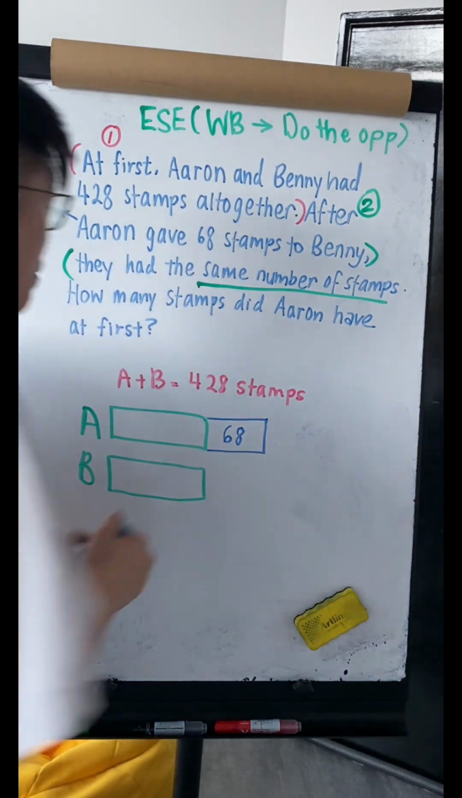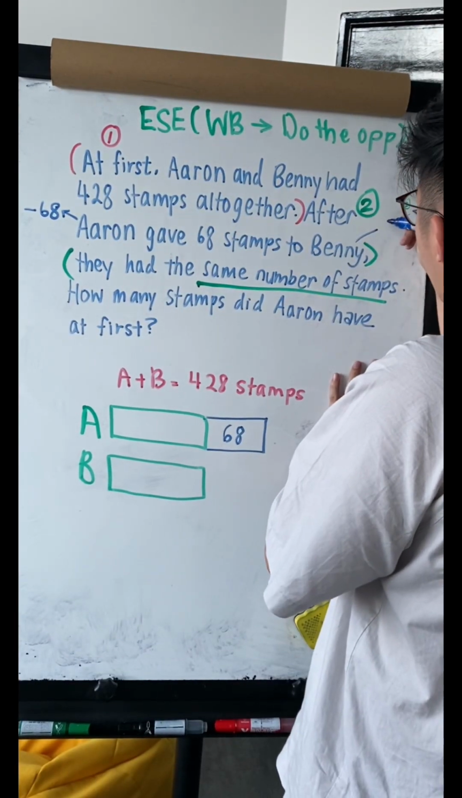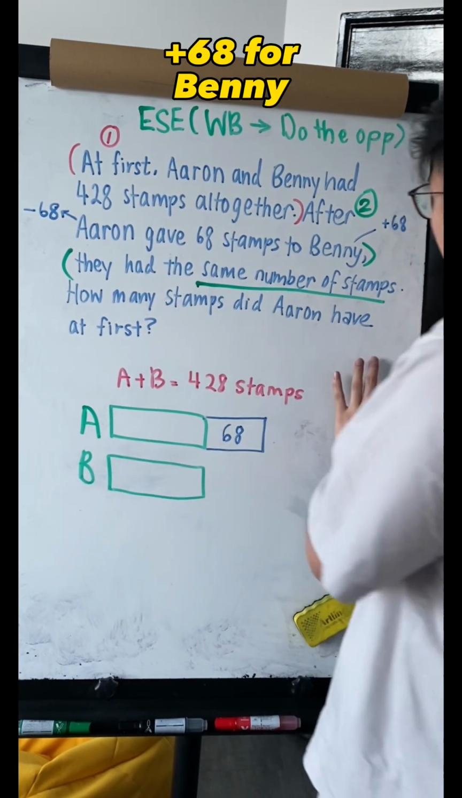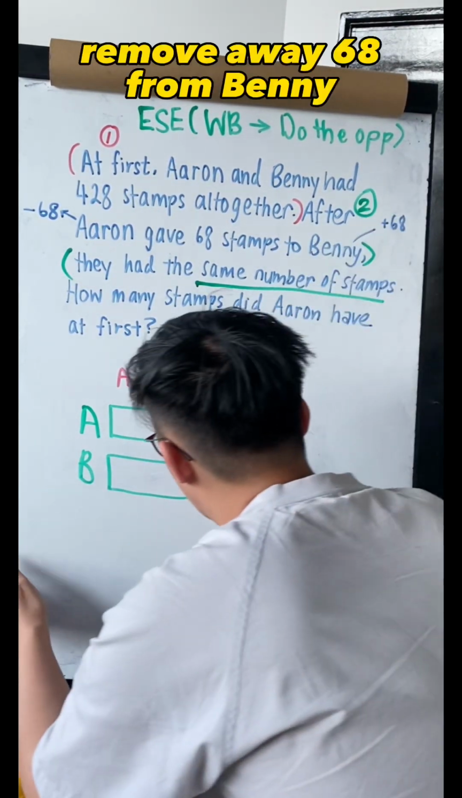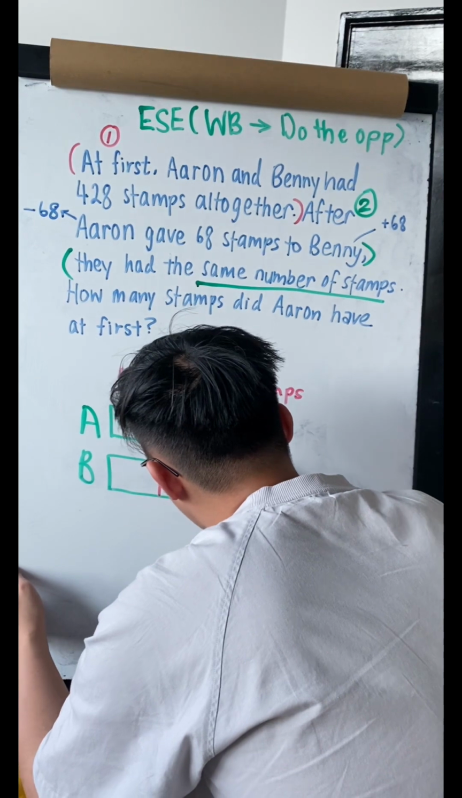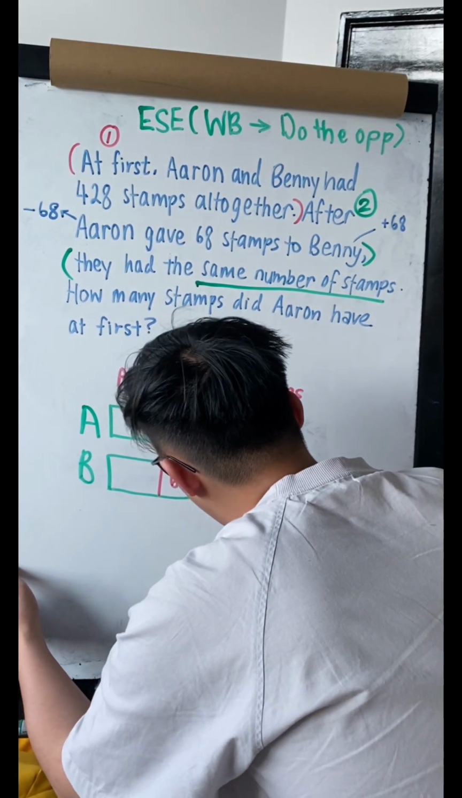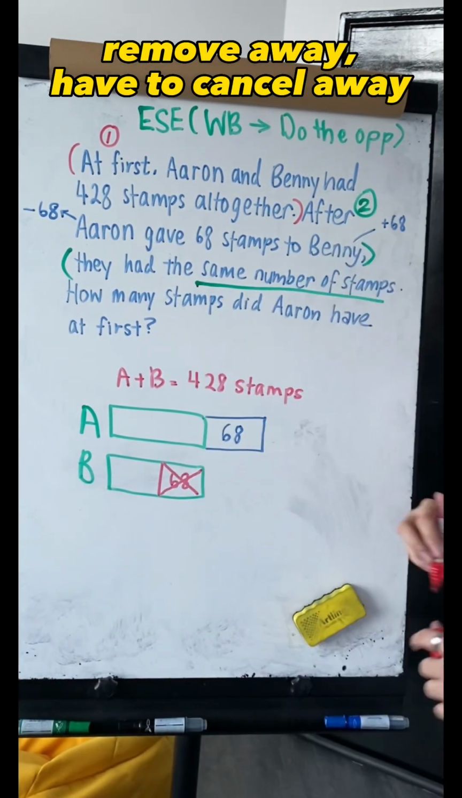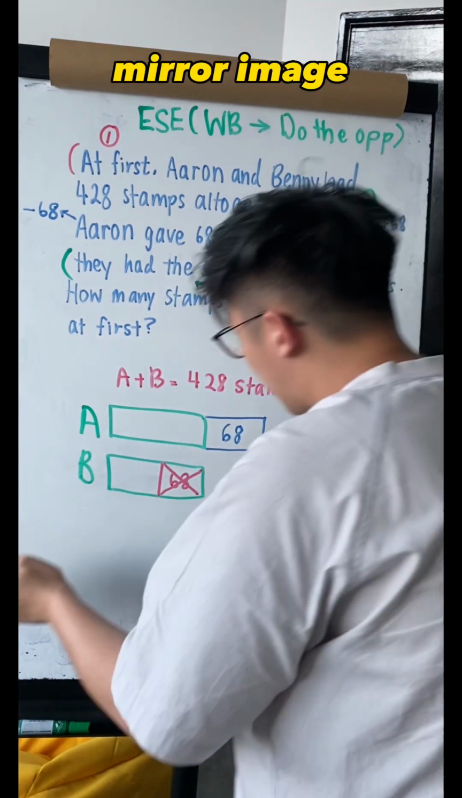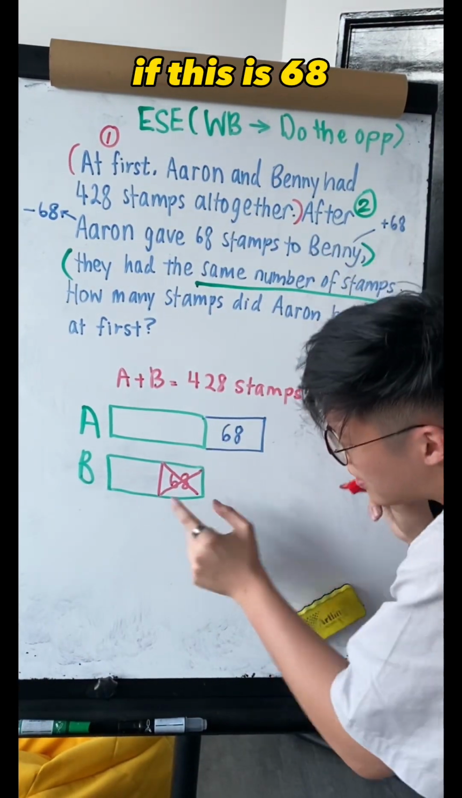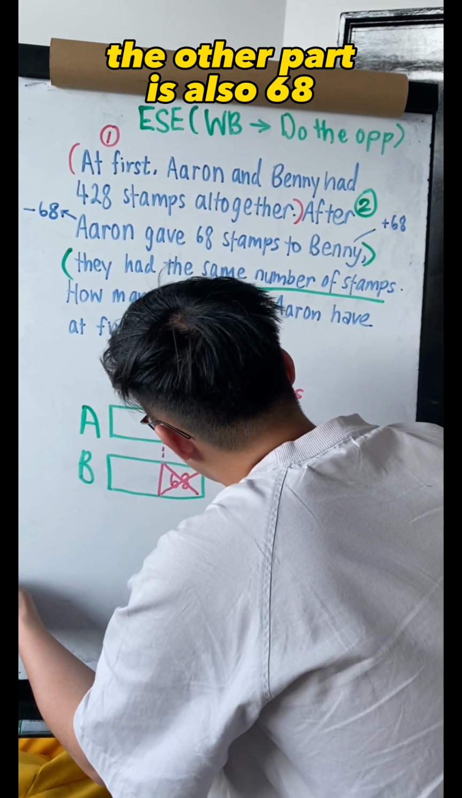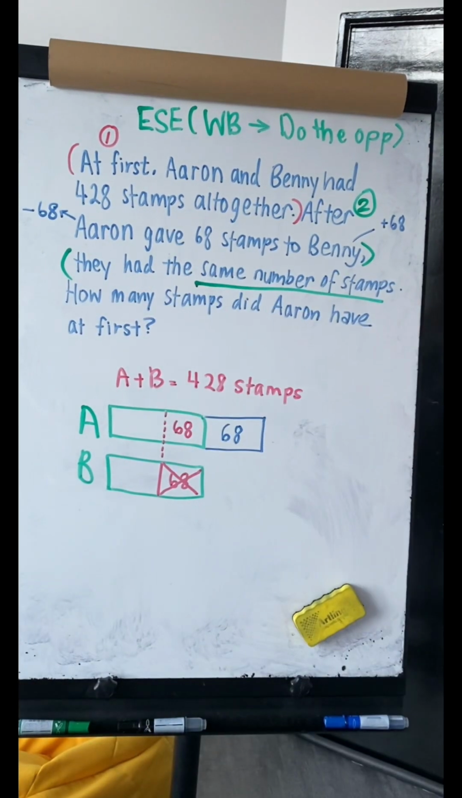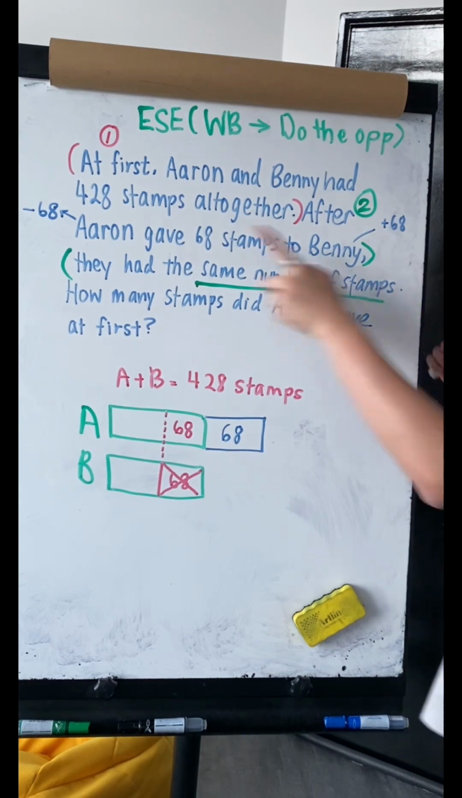Now for Benny, just now it was plus 68, correct? So what am I going to do? I am going to remove away 68. Whenever I remove away, I have to cancel away. Mirror image, thank you, Pritika. Mirror image means if this is 68, then I can confidently say that this is also 68. Am I making sense here? So you must remember all of these things.